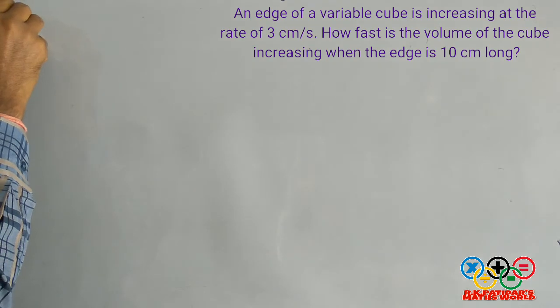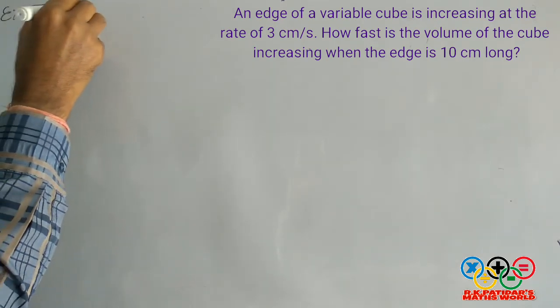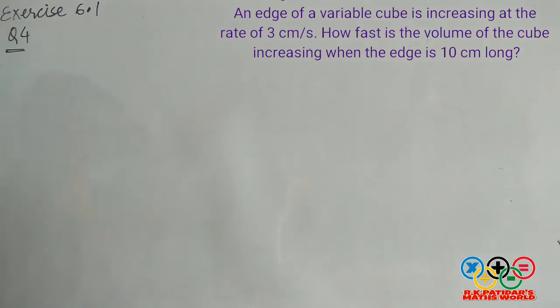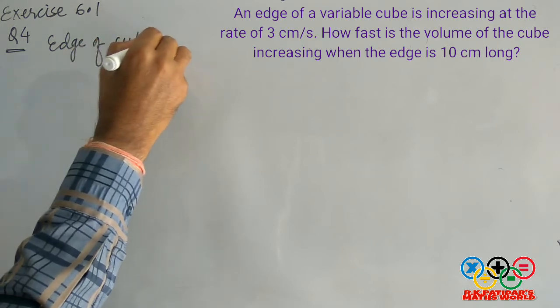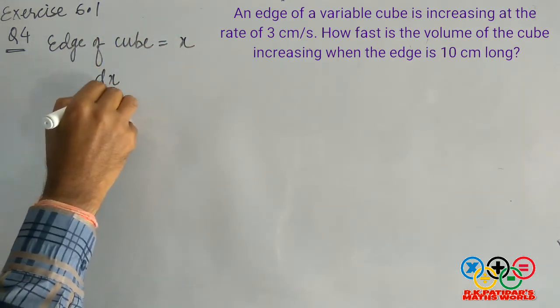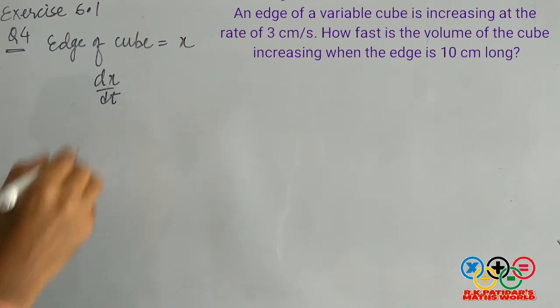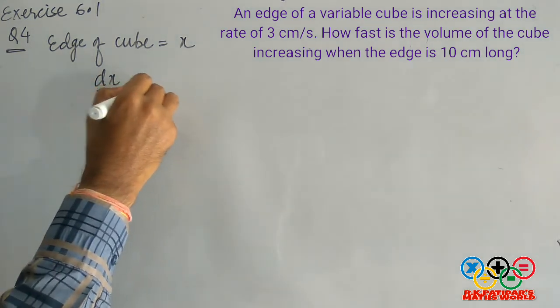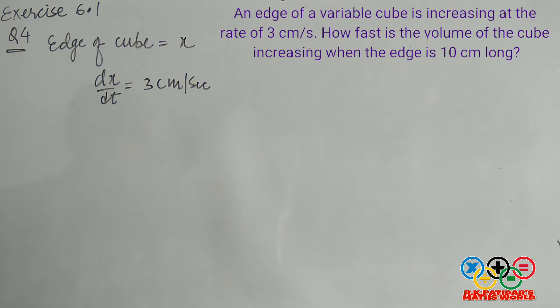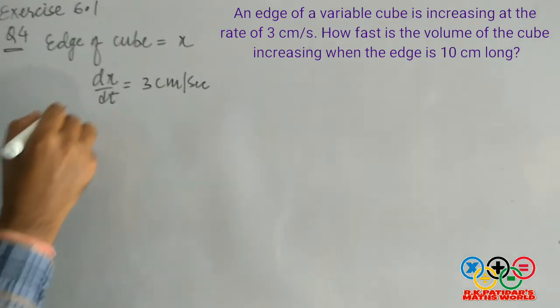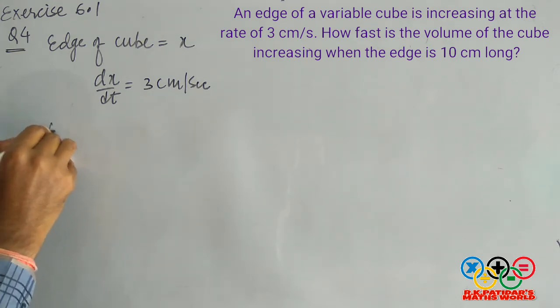Now, question number 4 of exercise 6.1. An edge of a variable cube is increasing at the rate of 3 centimeter per second. Suppose we take the edge of the cube as x, and it is given that it is increasing, meaning the rate of change of the edge is equal to 3 centimeter per second. It is increasing, so it is positive. How fast does the volume of the cube increase? We have to find out the rate of change of its volume.